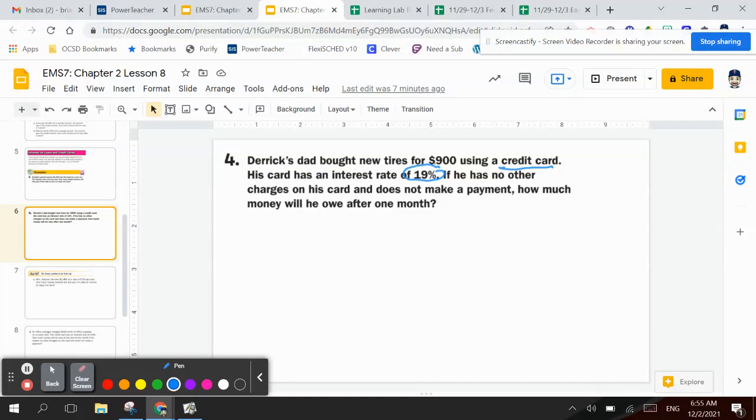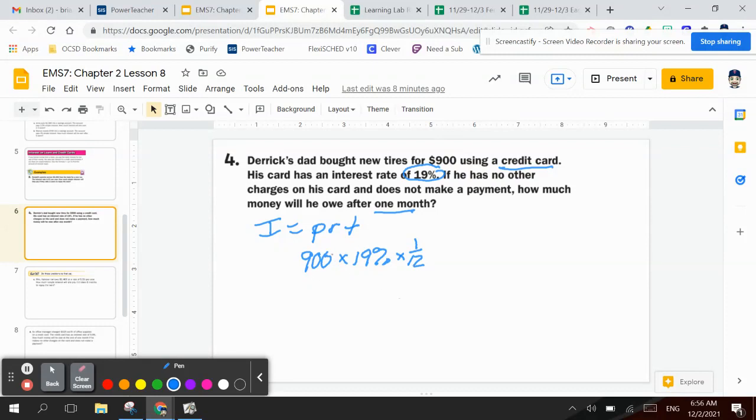owe after 1 month? So again, we're going to use interest equals principal times rate times time. Our principal is $900. Our rate is 19%. Ouch. And the time is 1 month. So I have to multiply that by 1/12.